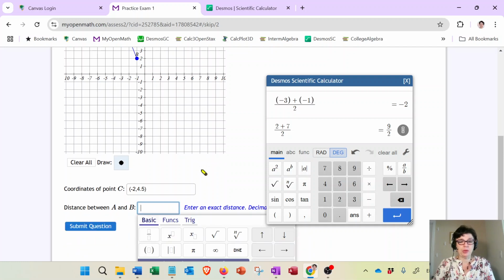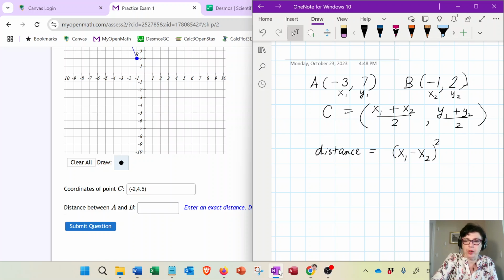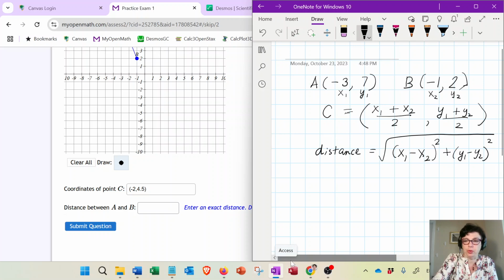All right, now in terms of the distance, it says enter exact distance, decimal values are not allowed. So what is the formula for the distance? Again, that was part of the formula sheet. So for the distance, what we do is we are going to subtract the x coordinates. It doesn't matter which order because we are squaring the result. Then we subtract the y coordinates, also square the result, and then we take the square root. Now the square root you just take at the very, very end.